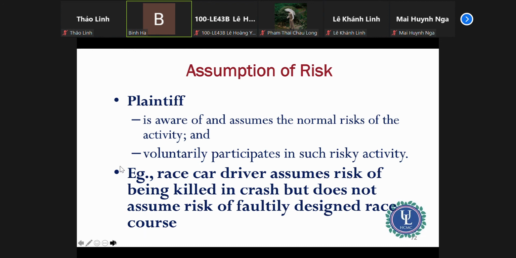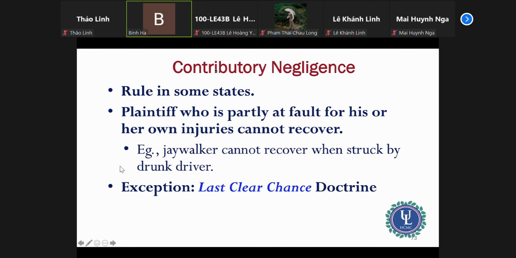Okay, so we move on. If you have no more questions, we then move on to look at contributory negligence. So what does contributory negligence mean? Contributory negligence means the plaintiff also contributes to the negligence that causes injuries, loss, or damage to him. Okay, and the contributory negligence defense is used in some states only, not every state.